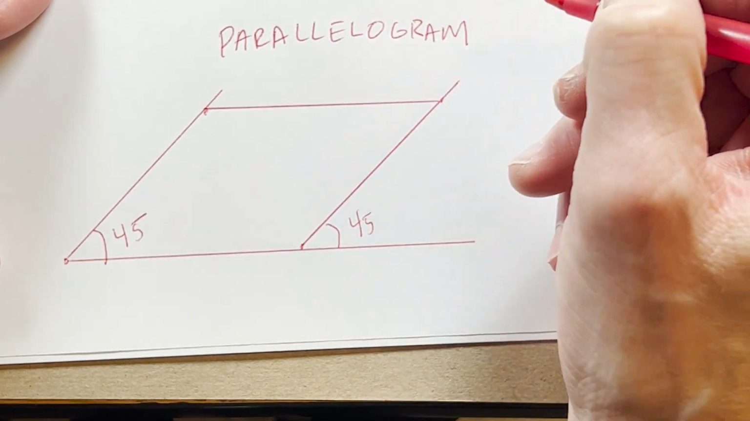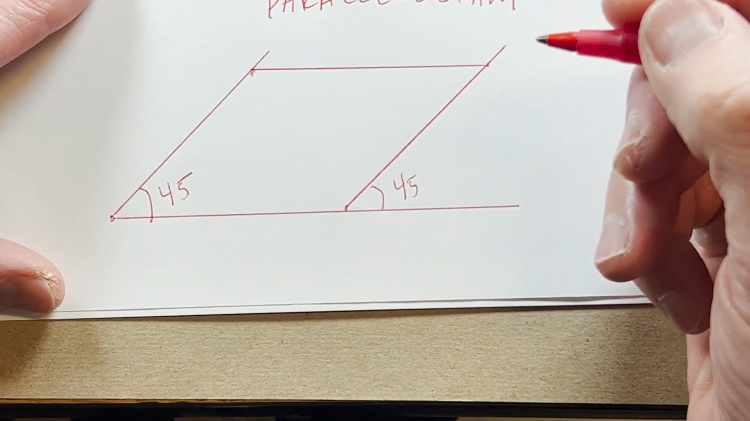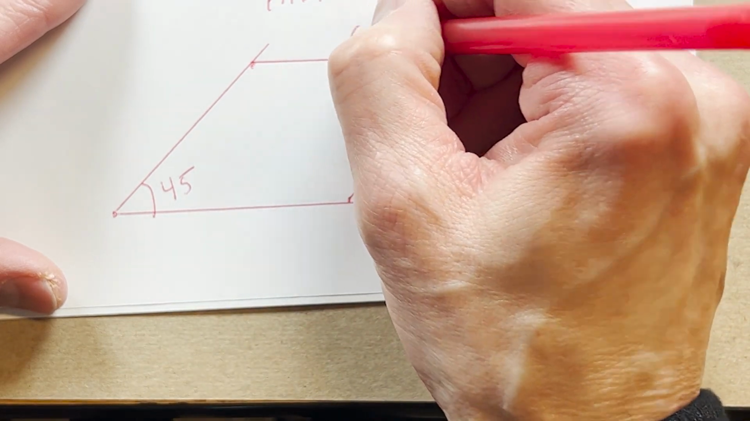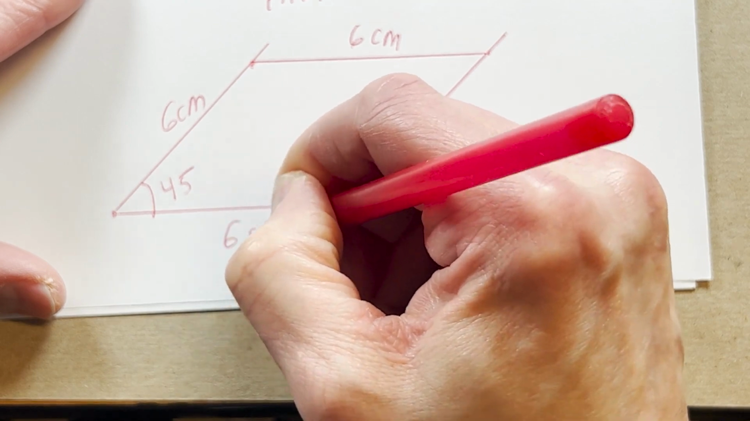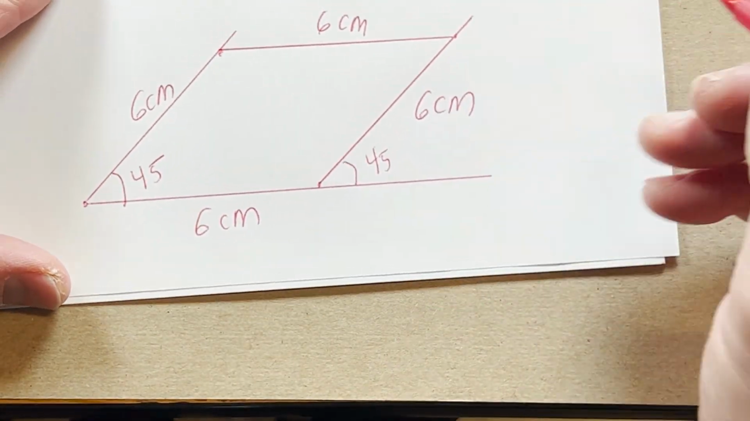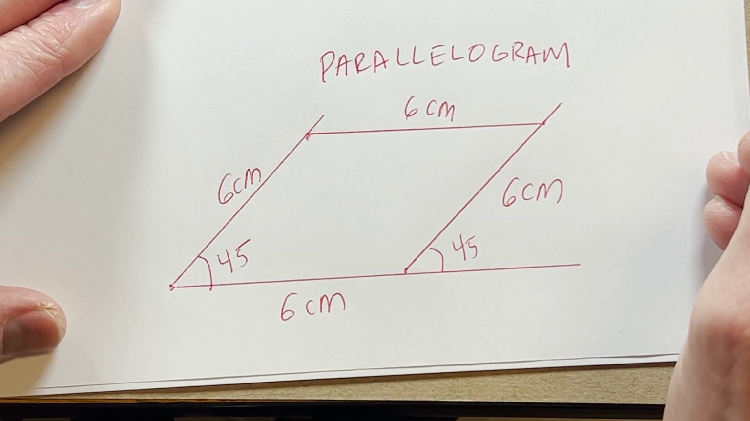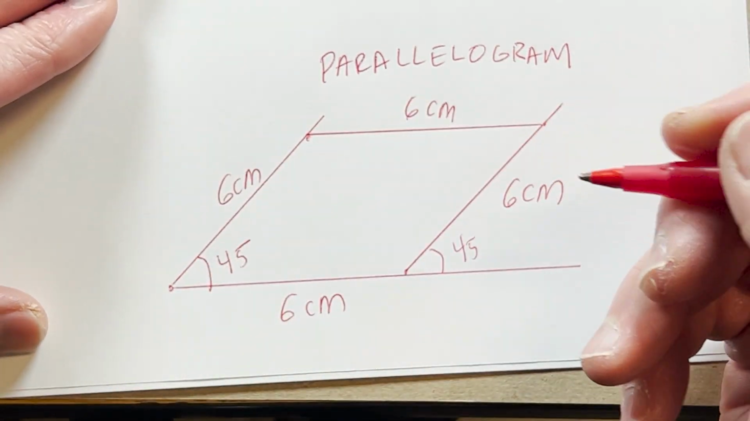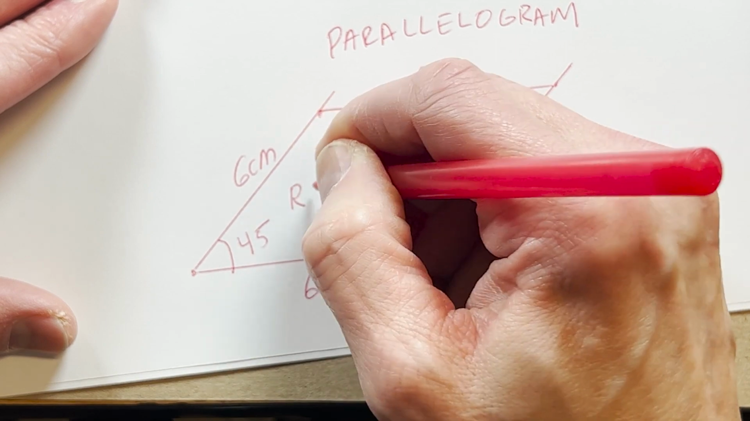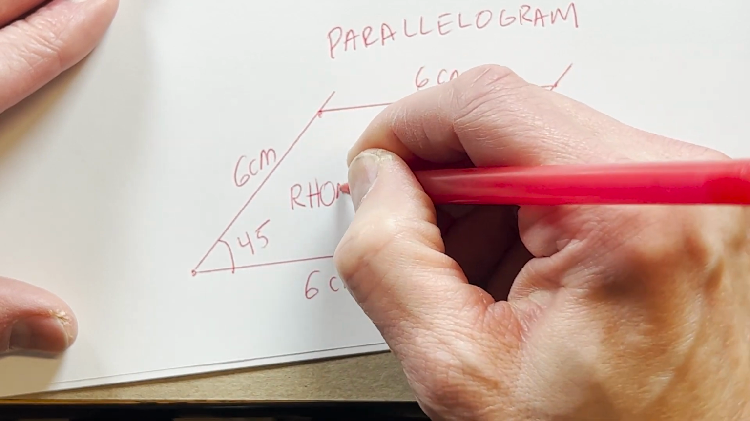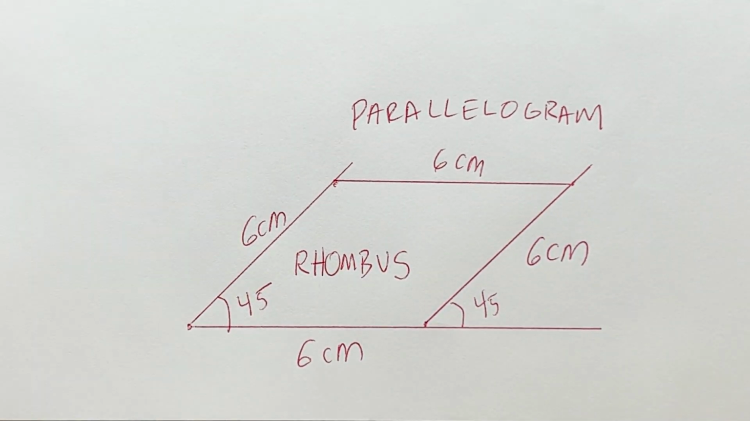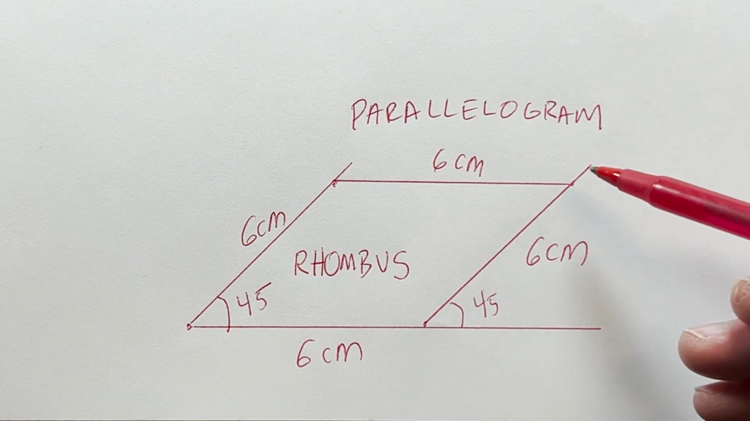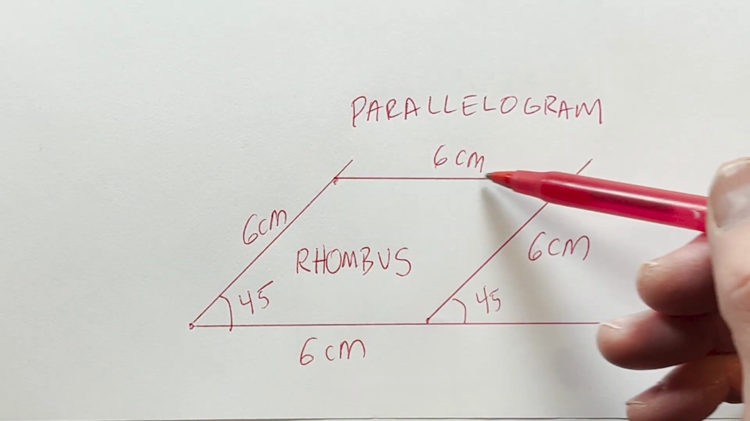a parallelogram. So all the sides are 6 centimeters. They're the same length like a square, but what's different is that instead of 90-degree angles, these lines are at 45 down here. And so this shape is called a rhombus. Parallelogram. Lines across from each other are parallel.